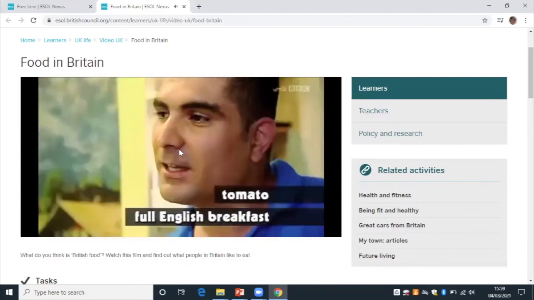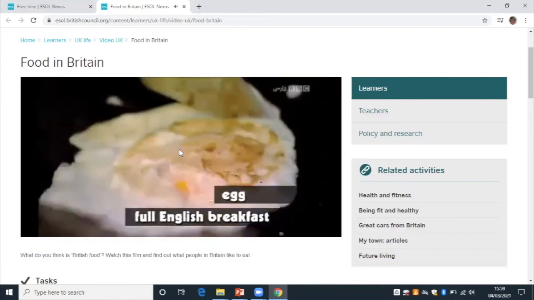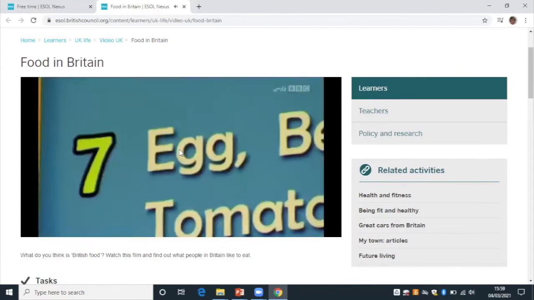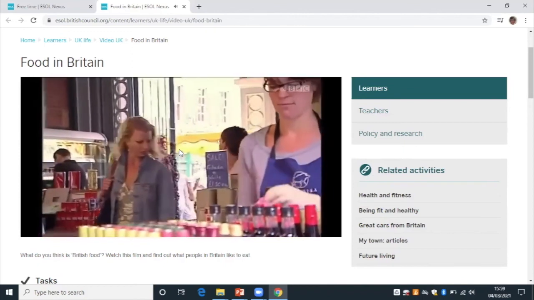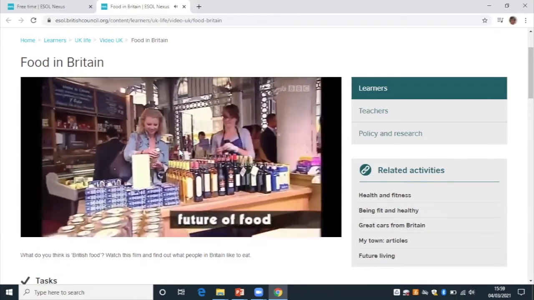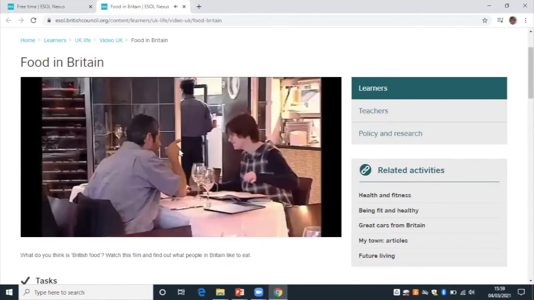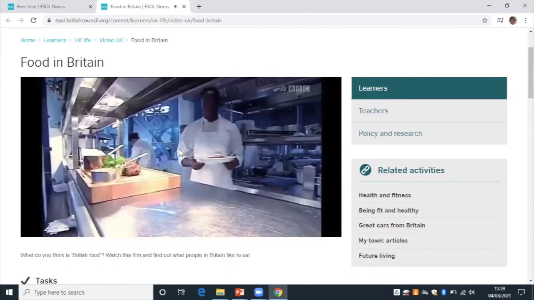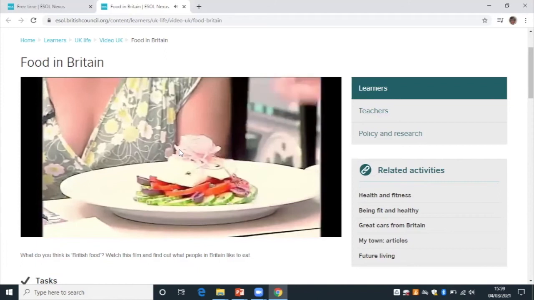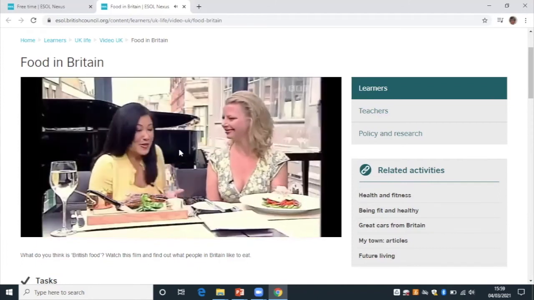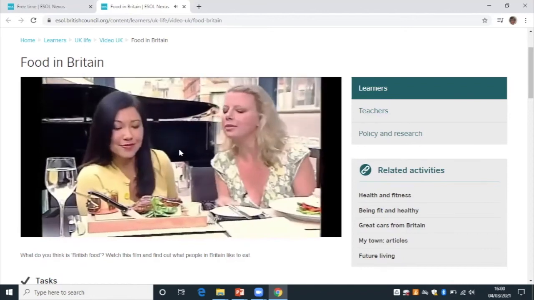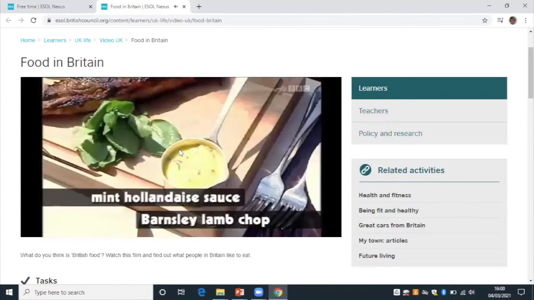This is a full English breakfast. Tomato, black pudding, sausage, bacon, egg, mushroom. A big fried breakfast might not be to everyone's taste, but in Britain, there is something for everyone. Celia Brooks-Brown is a food writer and knows all about food and the future of food in the UK today. Looks good. What have we got here, Celia? Well, this is a British tomato salad with a Yorkshire-made sheep's cheese. And here we have a Barnsley lamb chop with new potatoes and a mint hollandaise sauce.